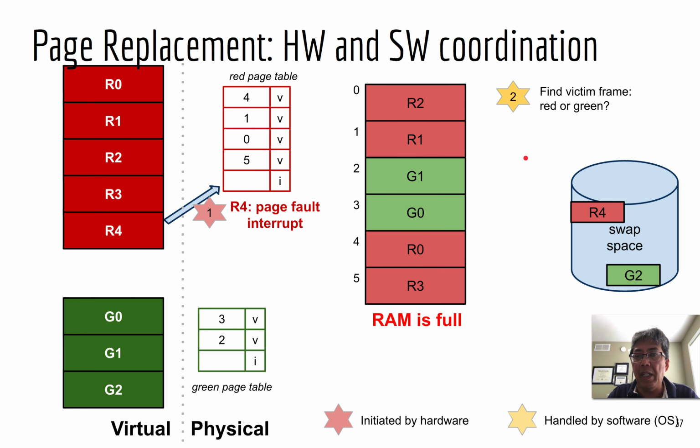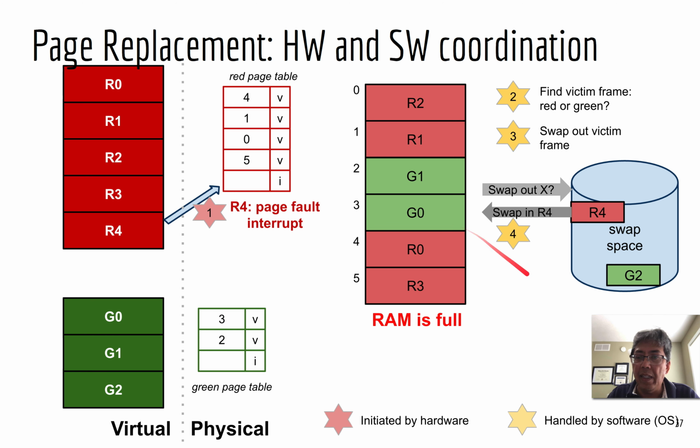There's no space to bring in the missing page R4 into RAM because all the frames are used by either green or red. So at this point, before the page fault handler can bring in page R4, it has to decide first which frame, either green frame or red frame, will be kicked out in order to bring in page R4 to RAM. So technically you will see two I/O operations to the swap disk: swapping out a process that is kicked out and swapping in the missing page that should be loaded on demand.